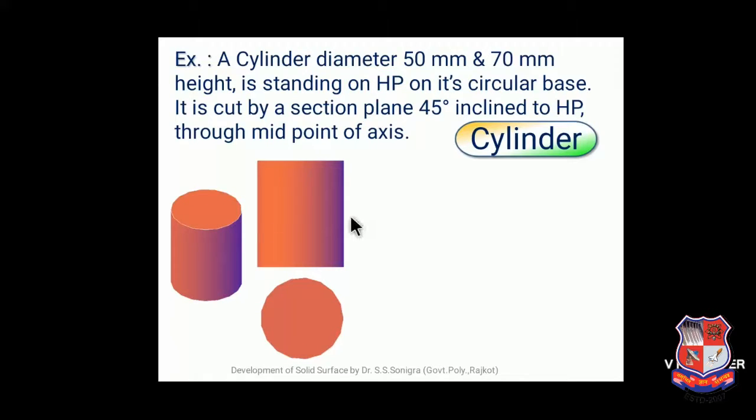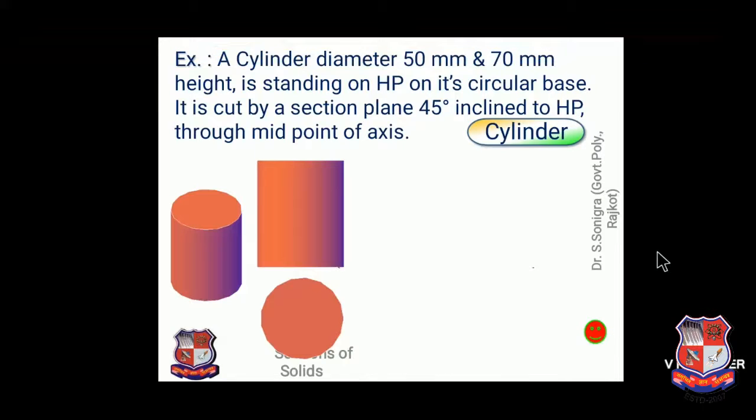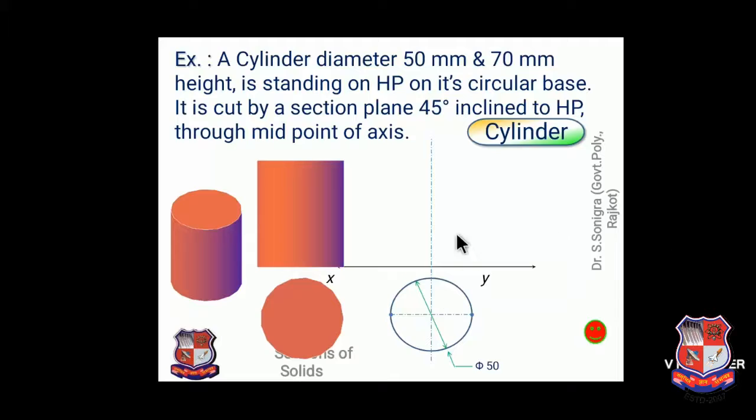This is the cylinder, this is the front view and this is the top view. So draw an XY line that represents the intersection of HP and VP, and draw a circle below the XY line having diameter 50 mm. Draw its axes, horizontal axis and vertical axis. Height is given as 70 mm, so draw a rectangle of height 70 mm and mark its midpoint.